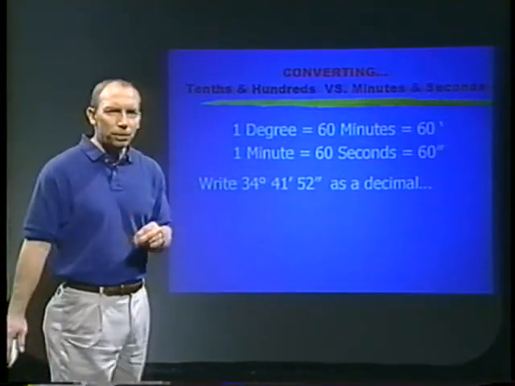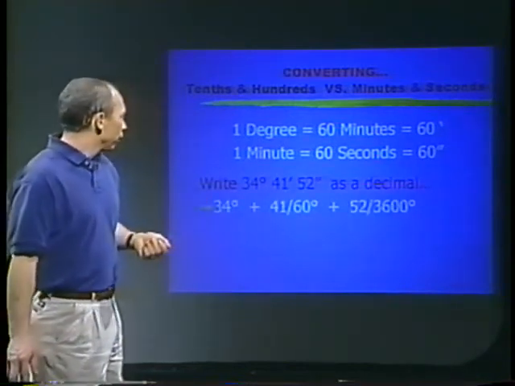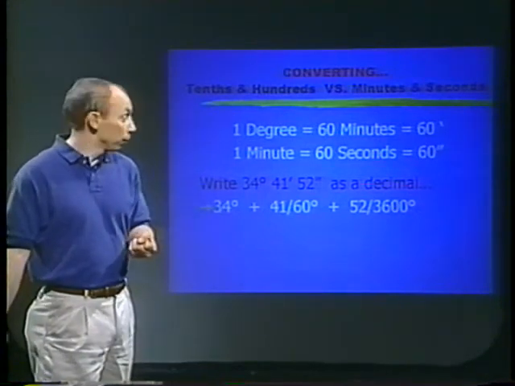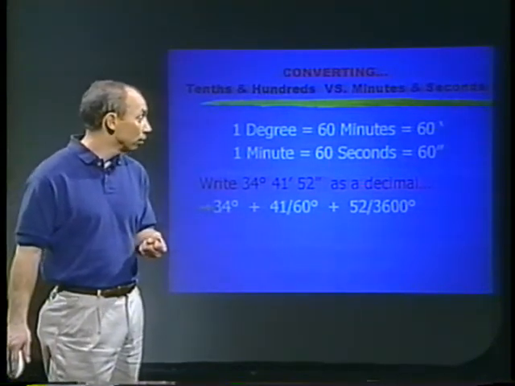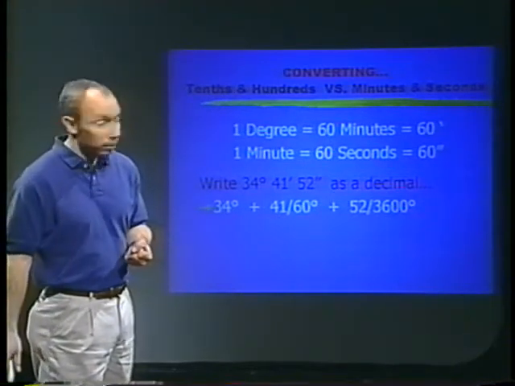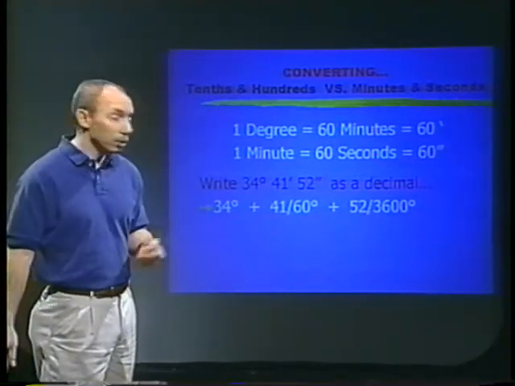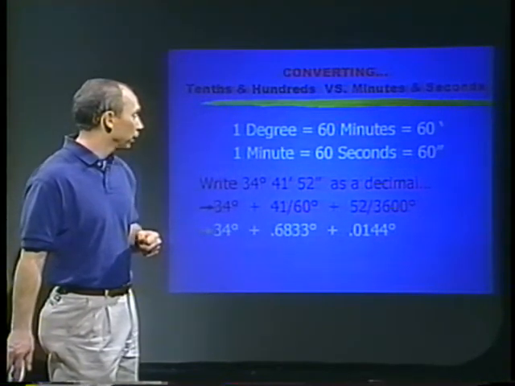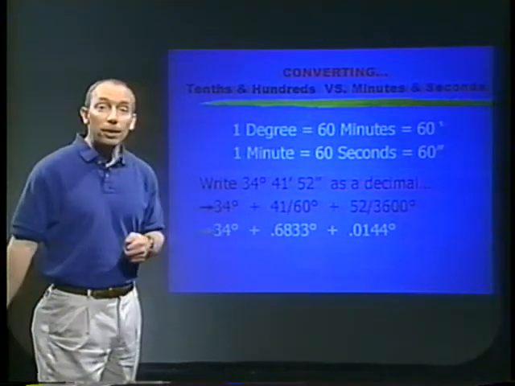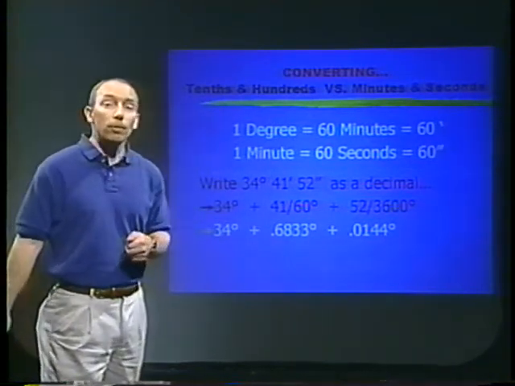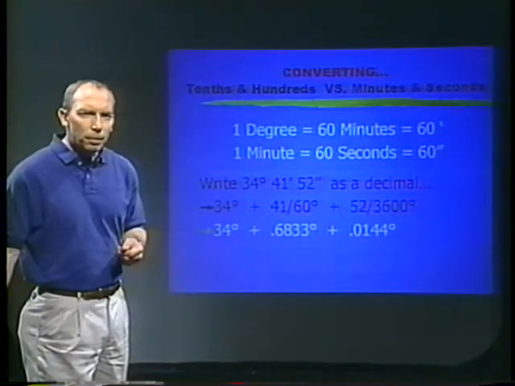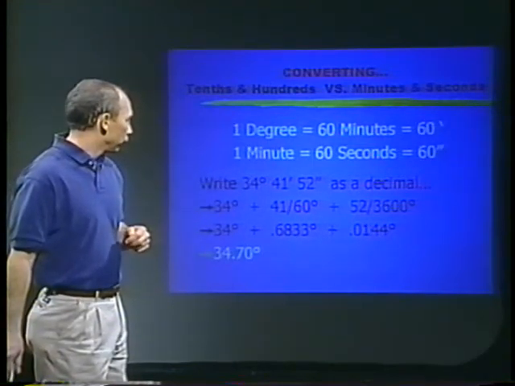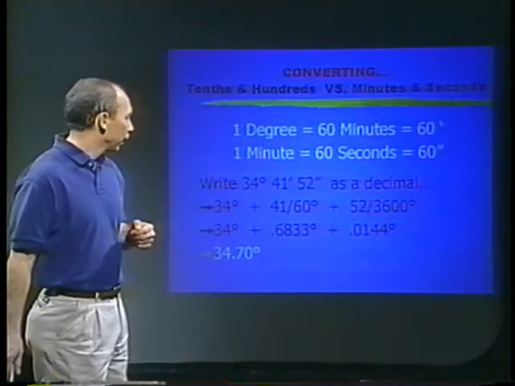Well, if we wanted to do it with pencil and paper, we'd say 34 degrees, okay? And then for every minute, it's 1/60th of a degree. So 41 over 60. And for every second, of which we have 52, it's 1/3600. So you could do that division, 41 over 60 and get 0.6833. And you could do the other division, 52 divided by 3600, and get 0.0144. You get the idea of what this is representing here, I hope. And if you add all those up, you get 34.7, approximately. Okay? So that's one way.